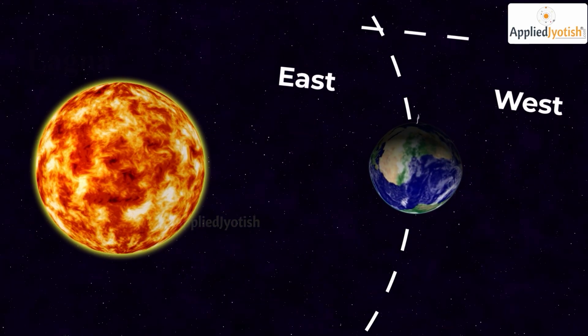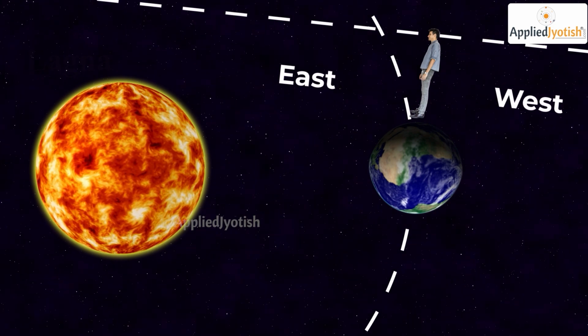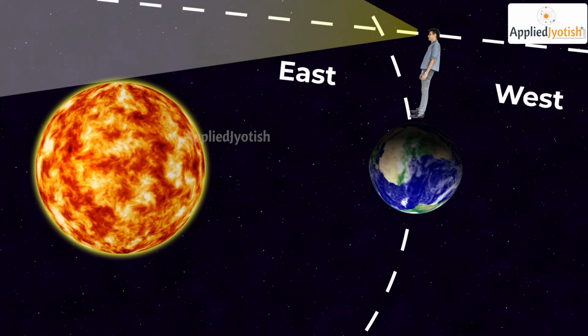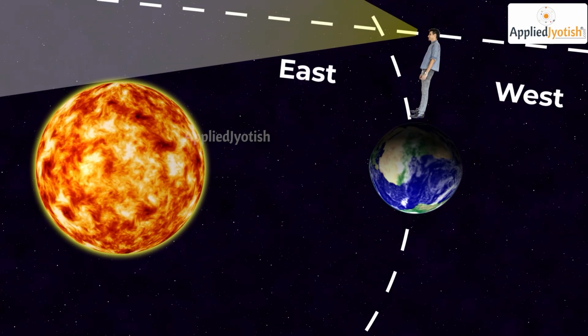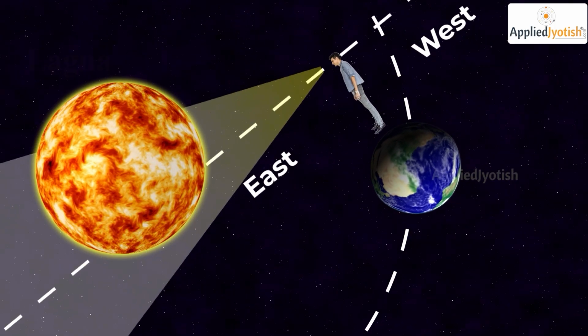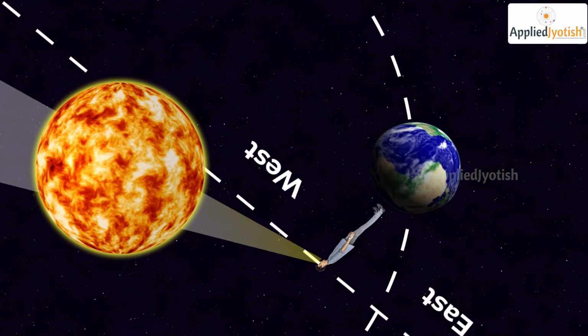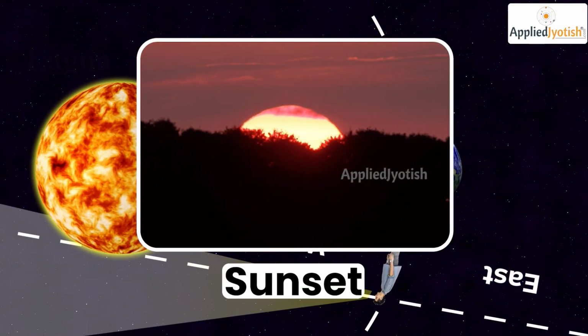If a person stands at that point and looks towards the eastern sky at that moment, they will see the sun rising. After a certain period, if the same person looks towards the western sky from the same spot, they will see the sun setting.